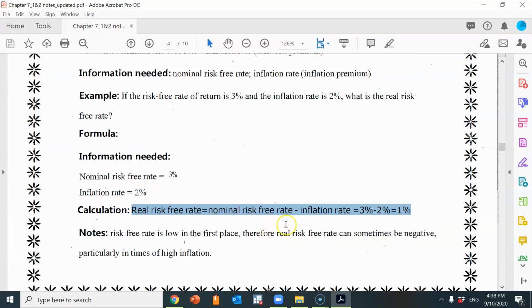So far we've learned 2 groups of concepts. In the first part of chapter 7, class 1, we're comparing nominal rate to real rate. Nominal rate minus inflation rate is real rate. And when we apply it to the special risk-free case, the nominal risk-free rate minus inflation rate equals the real risk-free rate.